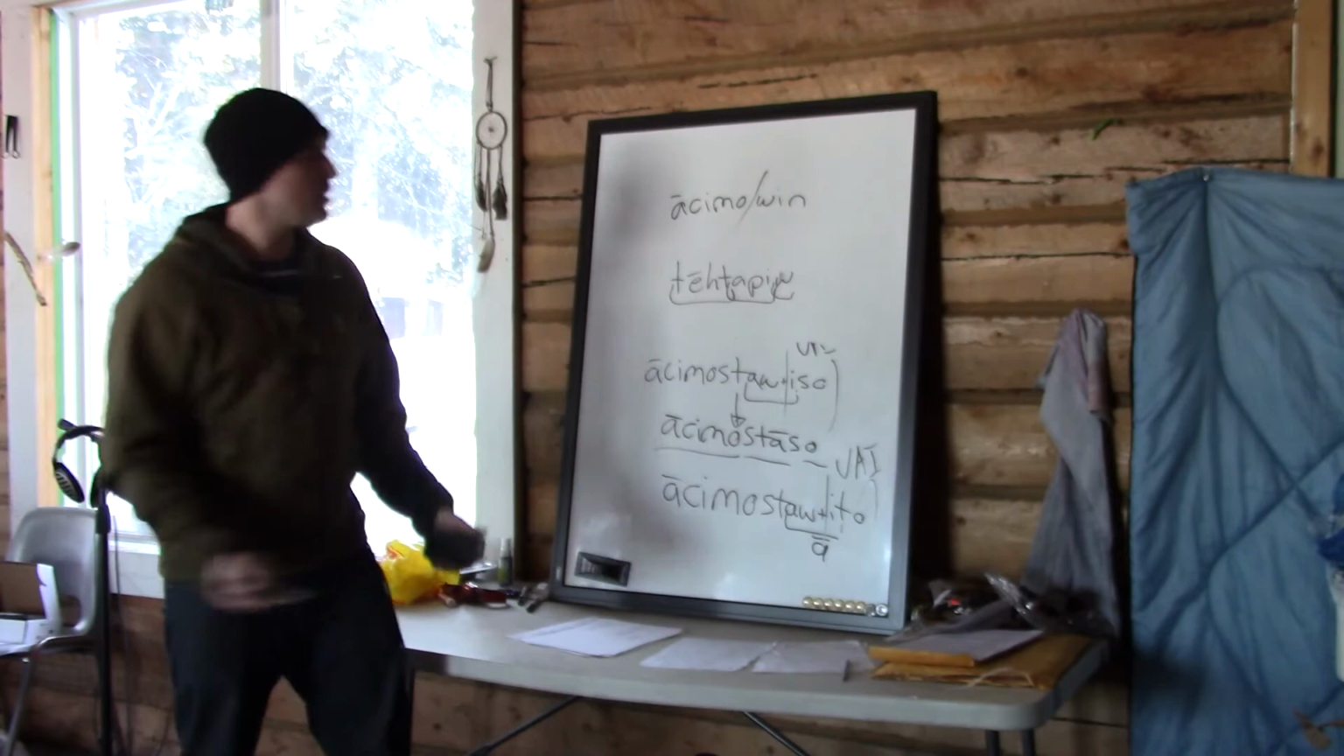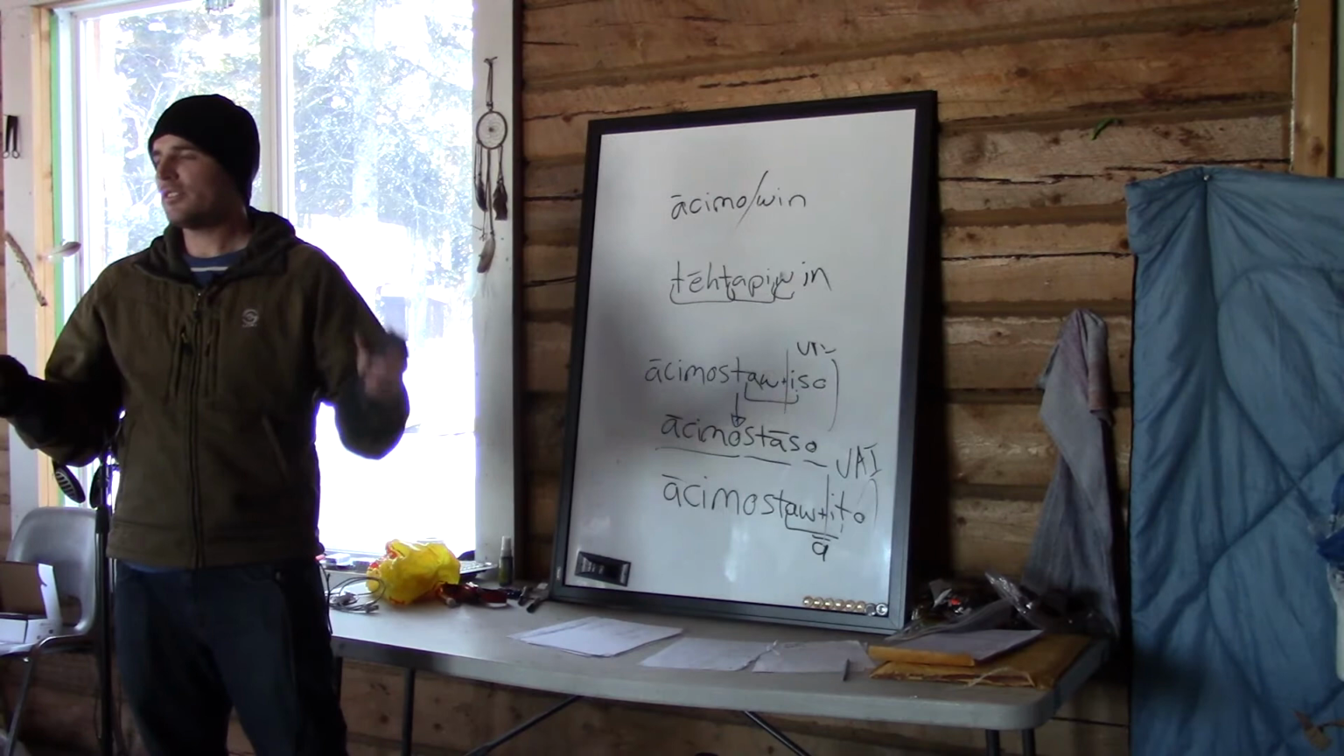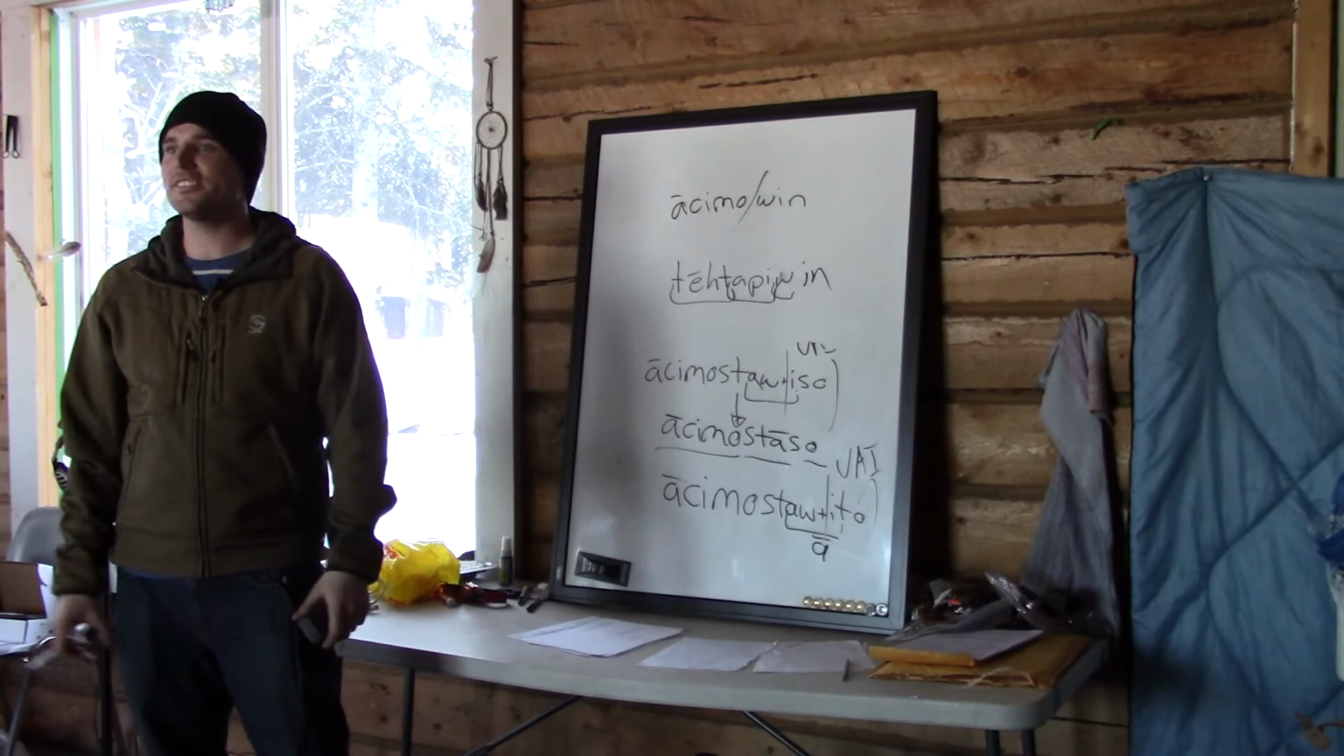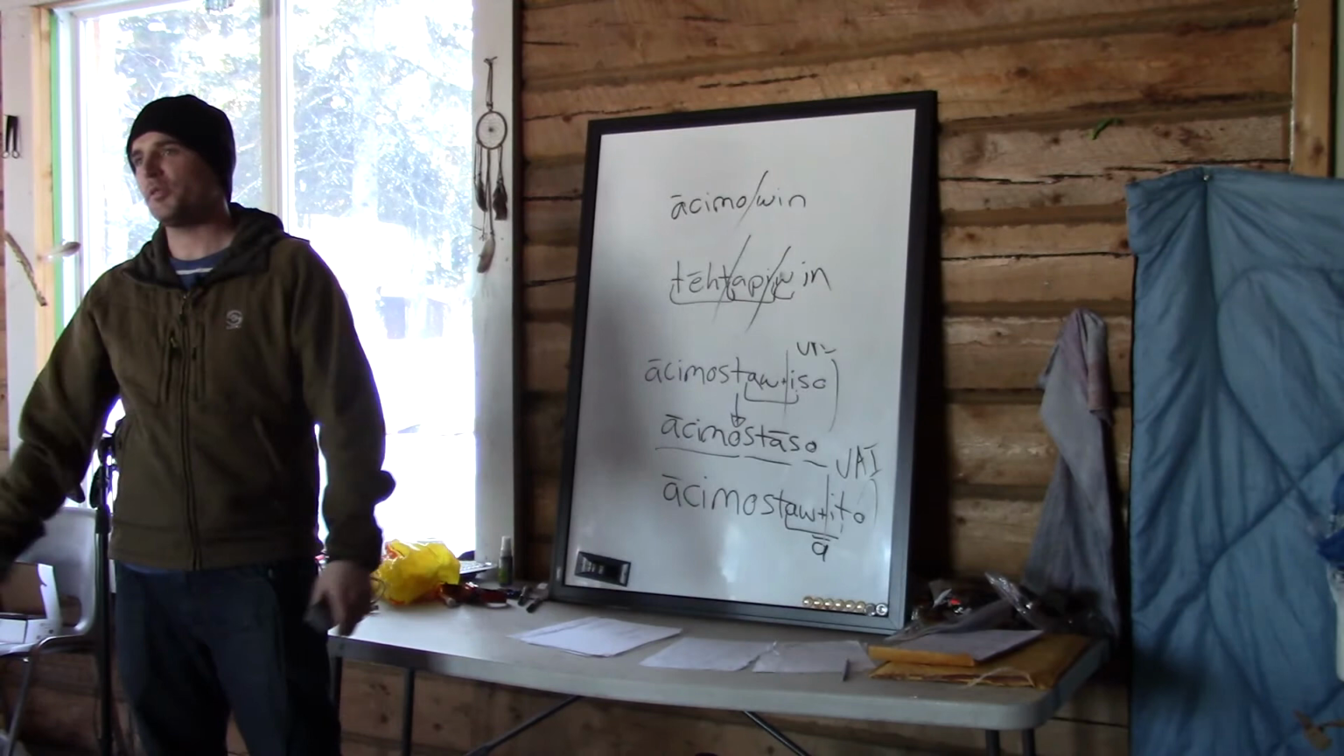But instead of the W, we add win. Now we have a thing sitting on top of thing. What do you think that could mean? Tehtapuin, yeah, chair. So when we learn the pieces, tehtapuin is made up of three morphemes. Does that make sense? Sort of?